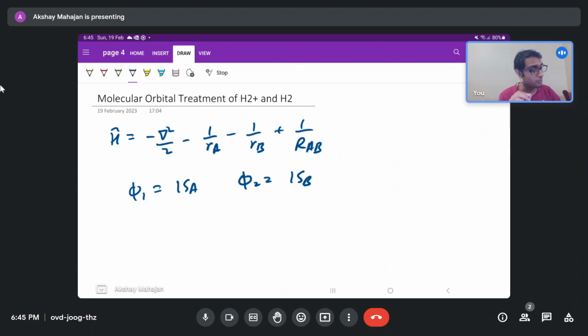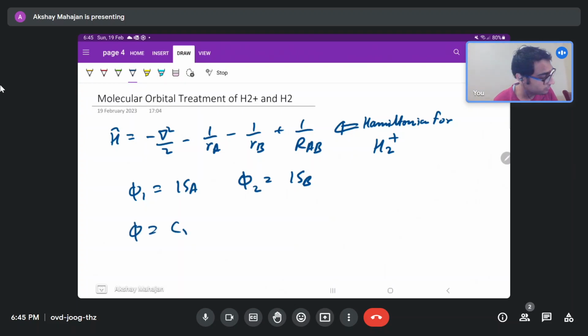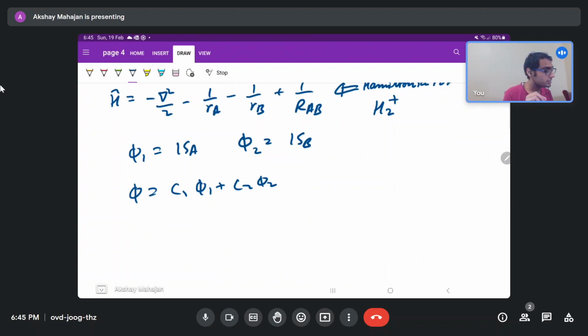This is the Hamiltonian for H2 plus, where we have a single electron. We consider 1SA and 1SB, and our phi function we consider as C1 phi 1 plus C2 phi 2, and similarly as it has been solved in the class as well. Basically, you have to solve this determinant.